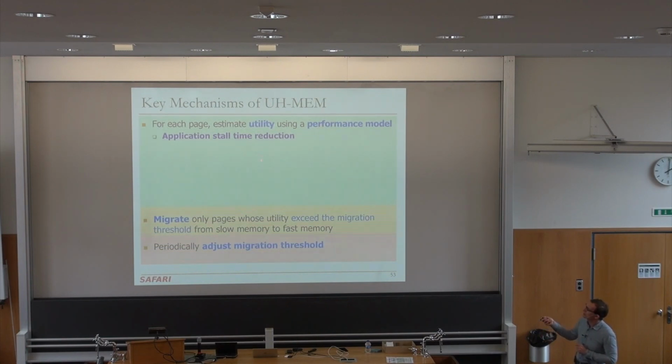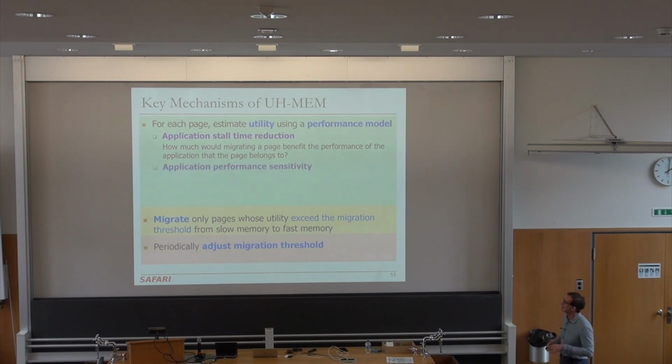Basically, we would like to figure out what is the application stall time reduction because we migrate this page from this memory to this other memory. Basically, how much would migrating a page benefit the performance of the application that the page belongs to? That's one aspect of the equation. That's not enough, because there are other applications potentially running in the system, right? Or other threads that are running in the system.